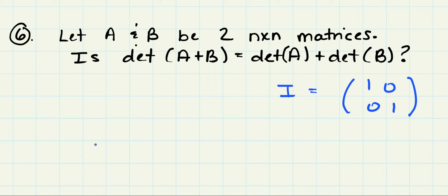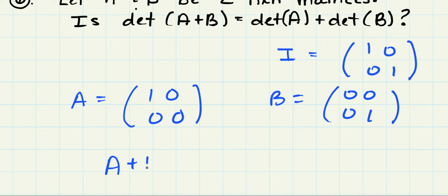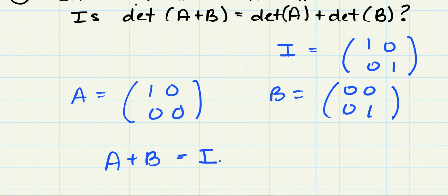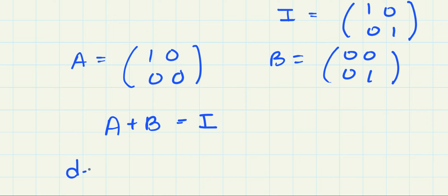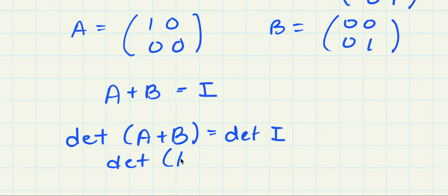Okay, so what I'm going to choose is A is equal to 1, 0, 0, 0, and B is equal to 0, 0, 0, 1. Notice that if I add these two together, A plus B is going to give me the identity matrix. Now let's take the determinant of both of them. So obviously the determinant of A plus B is going to be the determinant of the identity matrix, which is 1. Okay? Let's circle this.